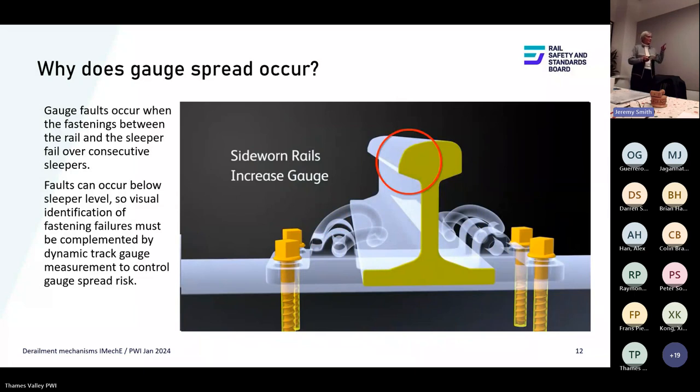So the problems are below the sleeper surface, and they're actually very difficult to see unless you watch it, which is why gauge measurements from on track, from the measuring trains or from other purposes are really important, but you won't see that on an unloaded static gauge measurement because the rails come back to their normal position. It's only the loaded gauge that actually tells you what's really happening.